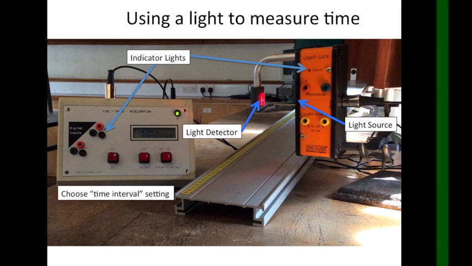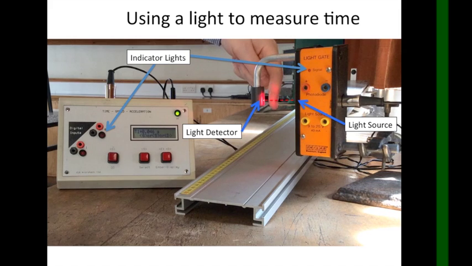Light gates can be used as part of an electronic timer. To detect an object, a beam of light is directed at a sensor. Whenever an object is under the gate, it blocks this beam and the sensor receives no light.